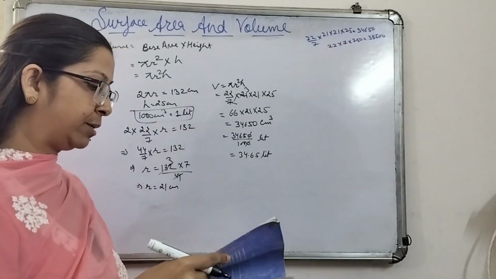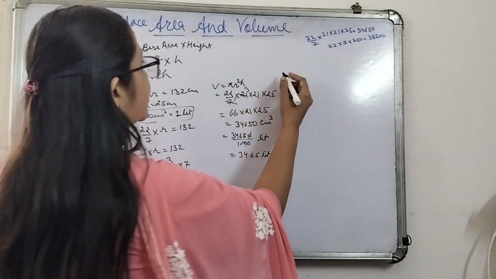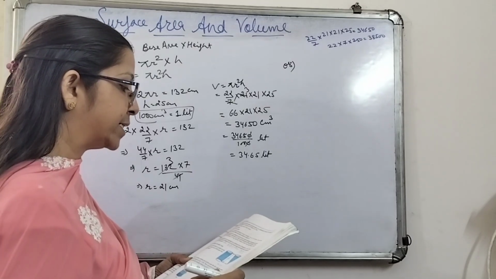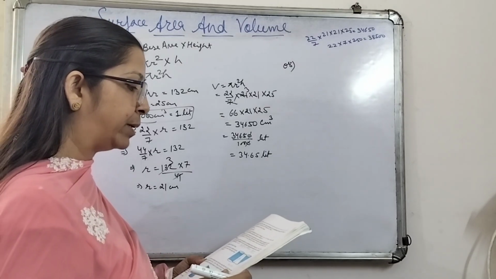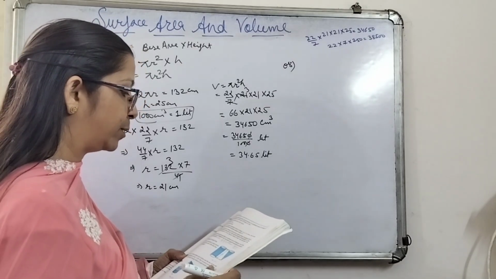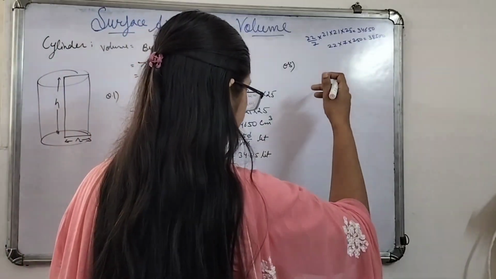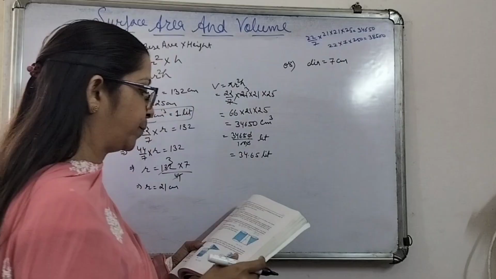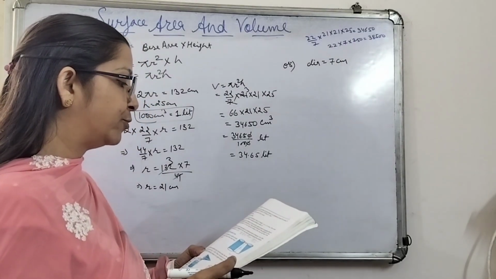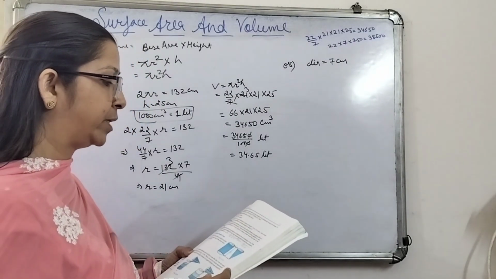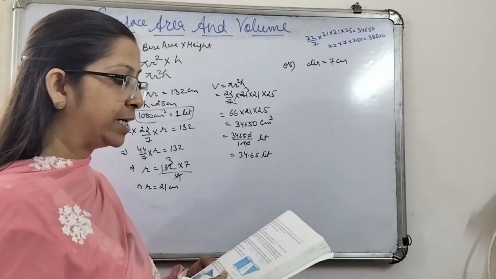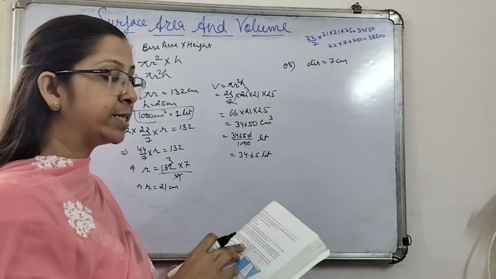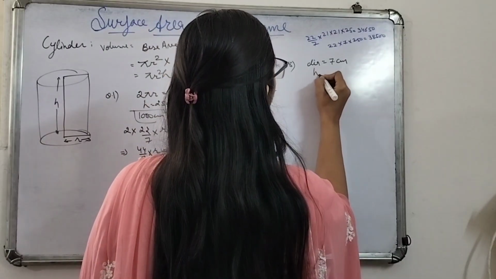Now let's see question number 8 of this exercise. A patient in a hospital is given soup daily in a cylindrical bowl of diameter 7 centimeter. It is a cylindrical bowl and the diameter is given to us as 7 centimeter. If the bowl is filled with soup to a height of 4 centimeter. So whatever the height of the cylindrical bowl is, it doesn't make a difference because soup is filled till 4 centimeter. So height will be 4 centimeter.